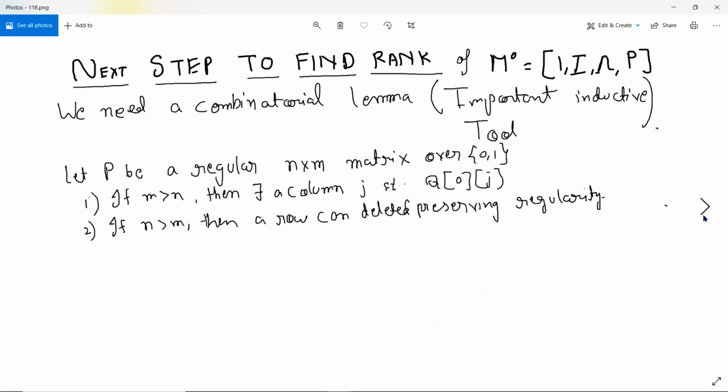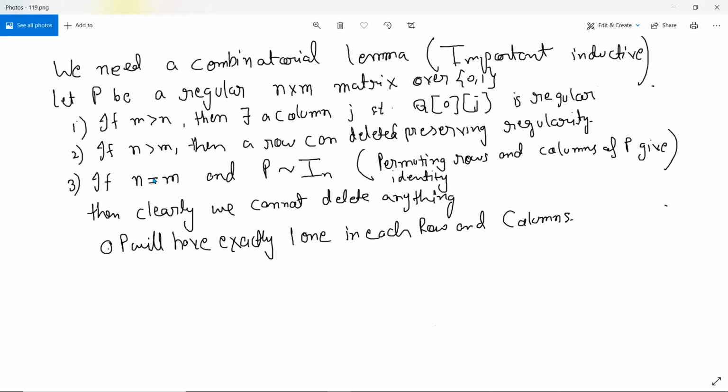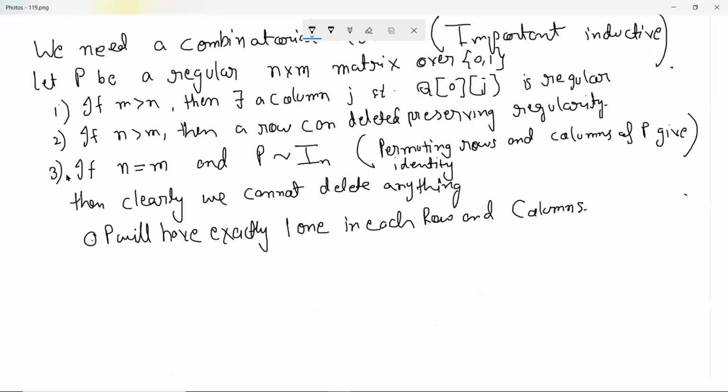In the same way, if you have more rows, then also you can remove a row. But the third one is interesting. If n and m are equal, so if it's a square matrix that you're looking at, and if P, this notation just means that P can be gotten from the identity matrix by permutation of rows and columns. Okay, permuting rows and columns of P gives you the identity matrix.